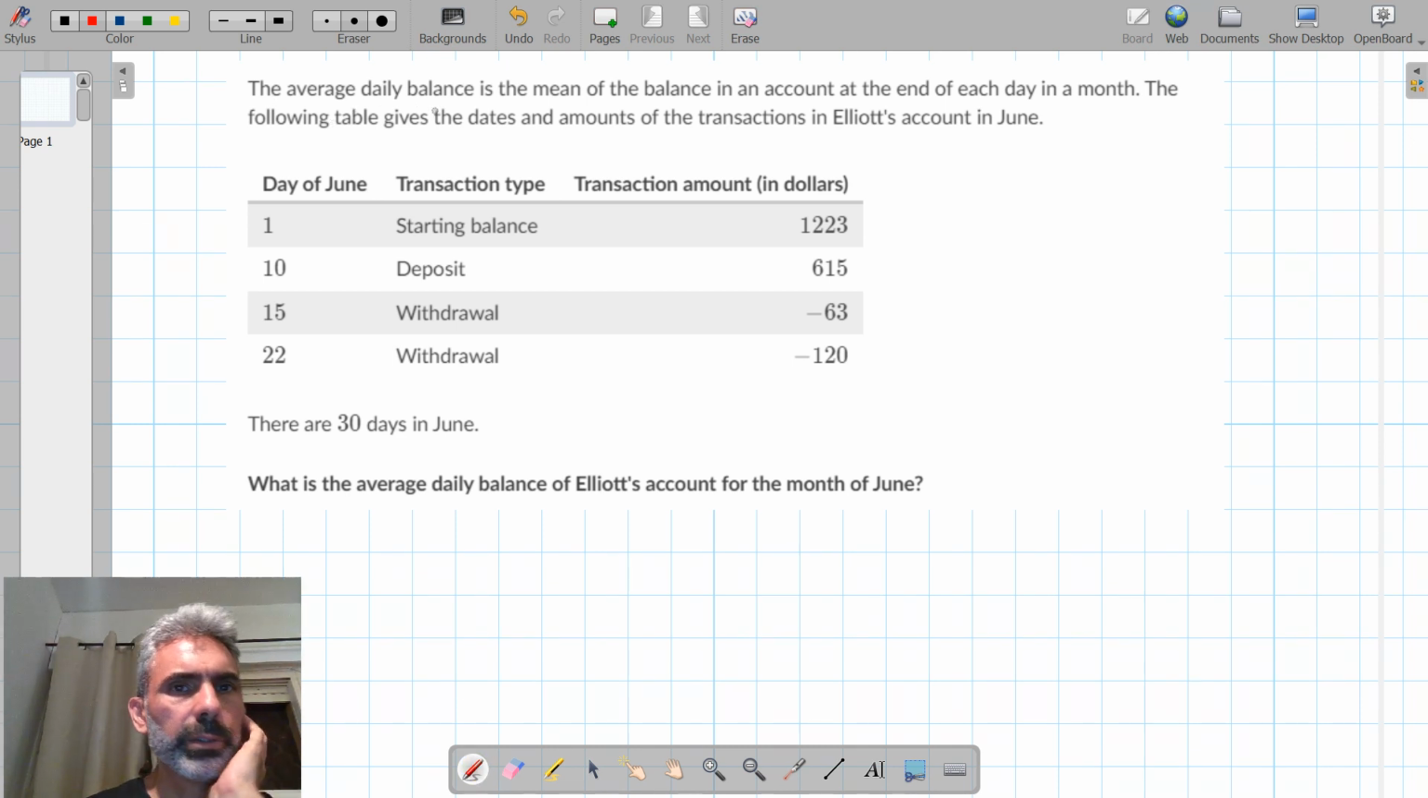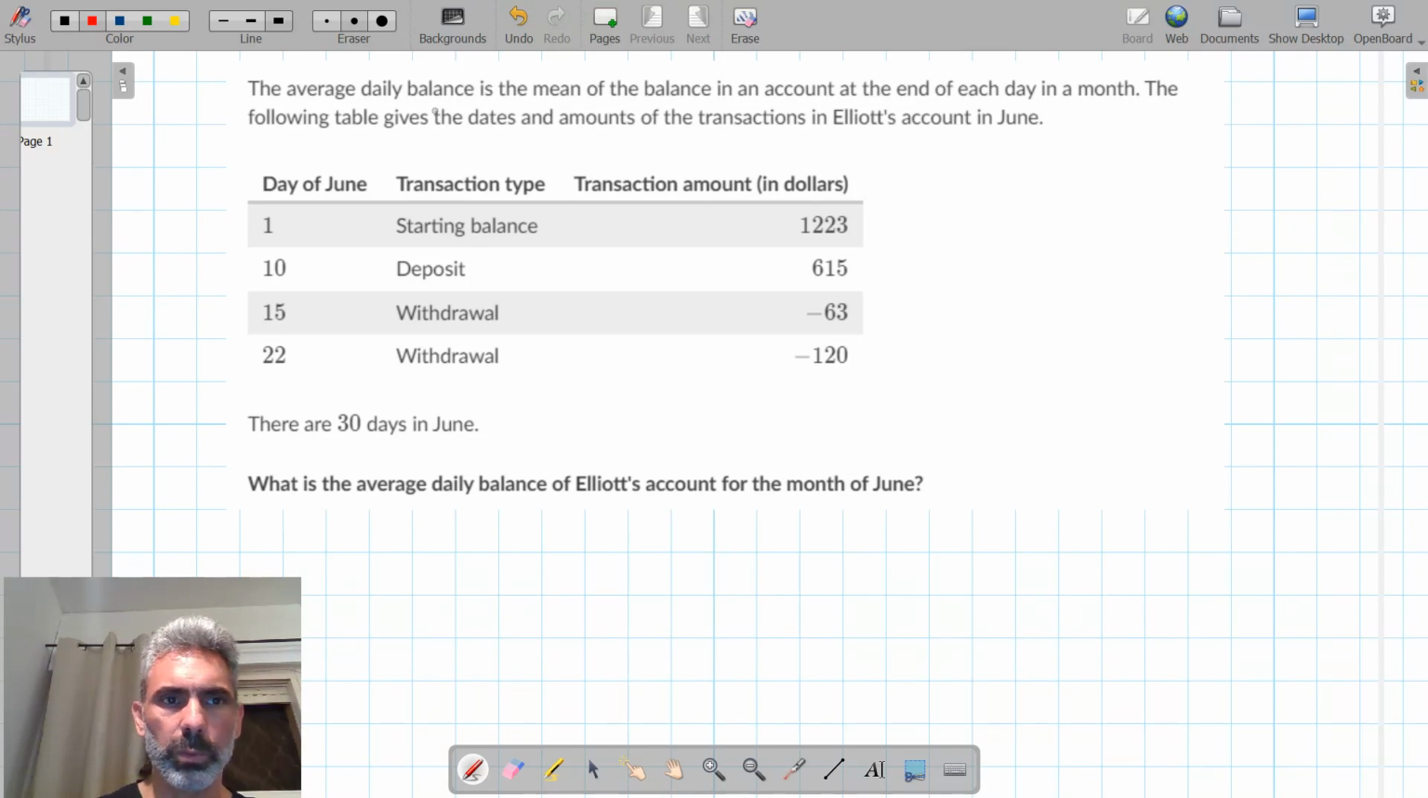Average daily balance is the mean of the balance in an account at the end of each day in a month. The average daily balance is the mean of the balance in an account at the end of each day in a month. The following table gives the dates and amounts of the transactions in Elliot's account in June.